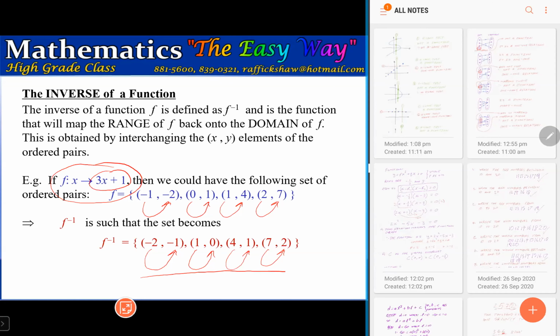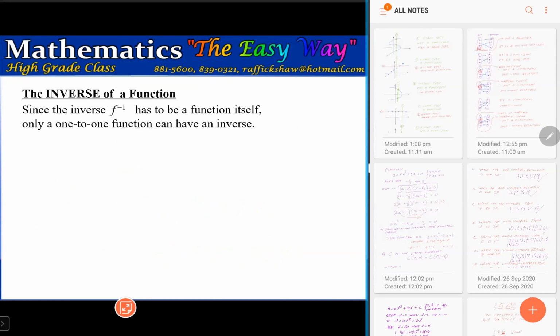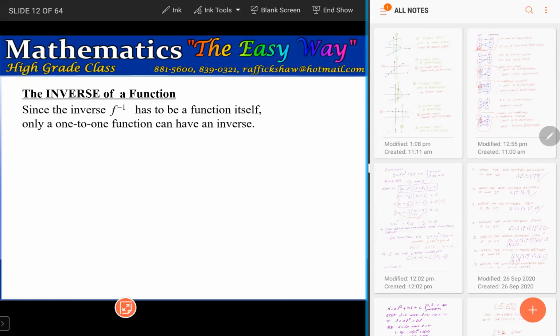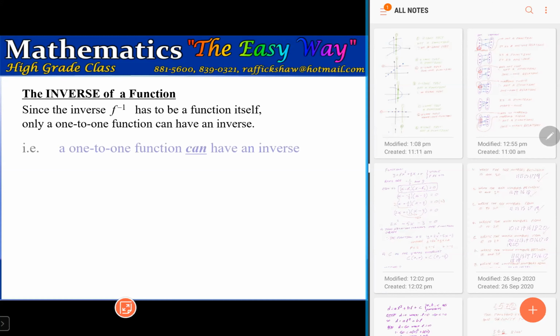And that's what you'll be required to do in the exam, most of the time, to calculate that inverse function formula. Remember I told you that both of them are functions. Since the inverse must be a function itself, only a one-to-one function can have an inverse. I'm going to explain that a little bit more so you can understand it. A one-to-one function can have an inverse, but a many-to-one function cannot have an inverse.